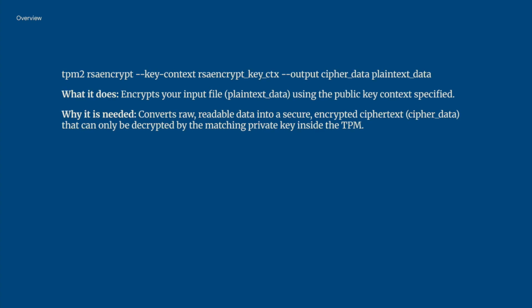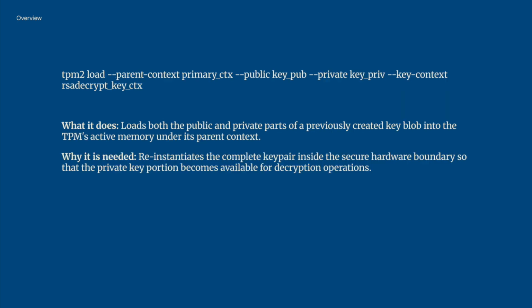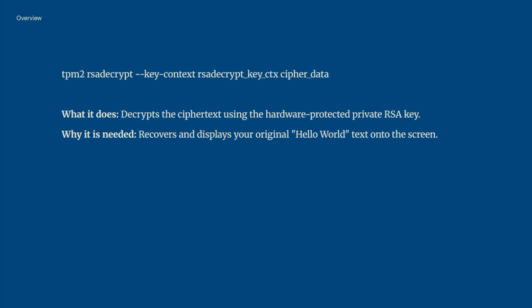We've created our keys and we've created the payload, and we can now use one to encrypt the other. So now on to decrypting. This command, unlike the previous load command, you can see it takes both the public and the private key and loads those into the TPM parent context. With the context loaded, we can now take our cipher data and decrypt it, revealing the original contents.